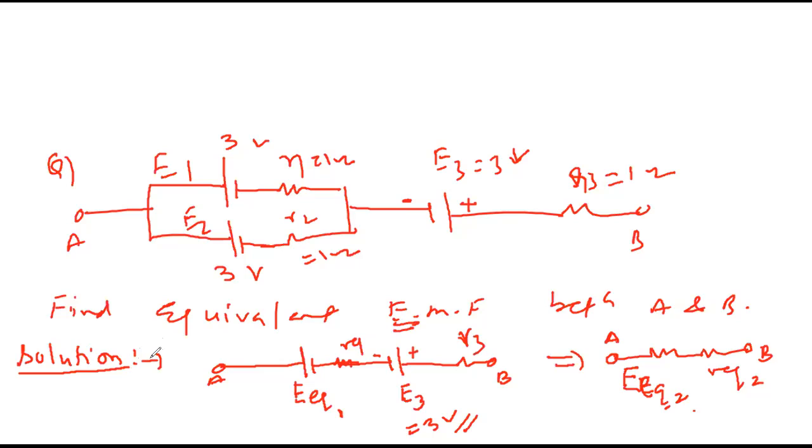Hitarth, got the answer? Hitarth? Anay? Rajvardhan? Yes, I got so. What is the answer? 0. Okay. I think equivalent of E1, E2 you got as 3, correct? Yes, sir. And this 3 and this 3 are opposing each other. Yes, sir. Therefore, the result is 0.